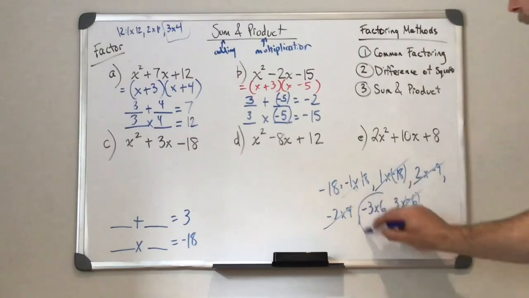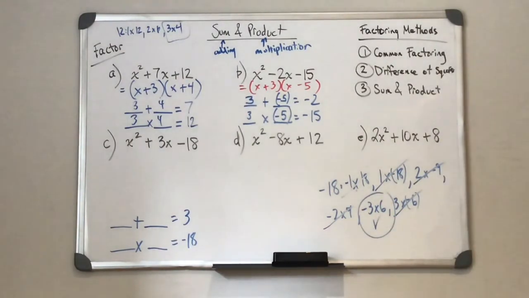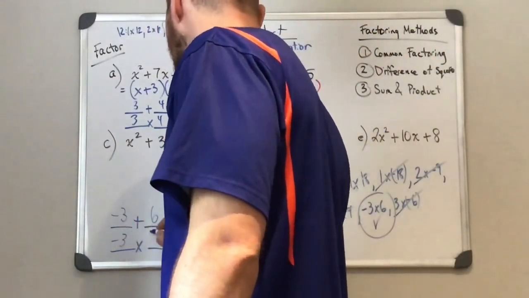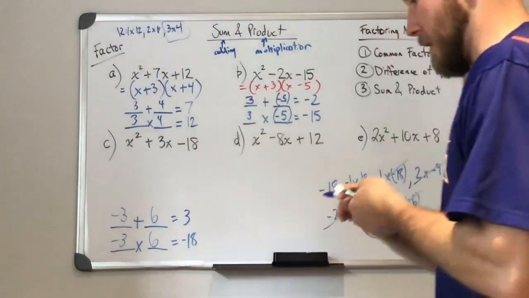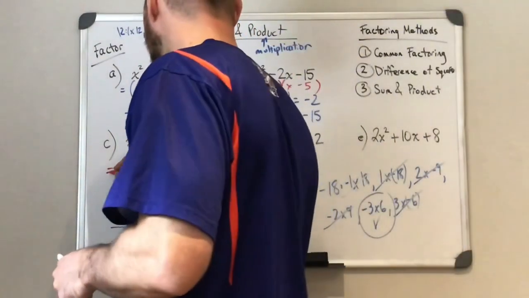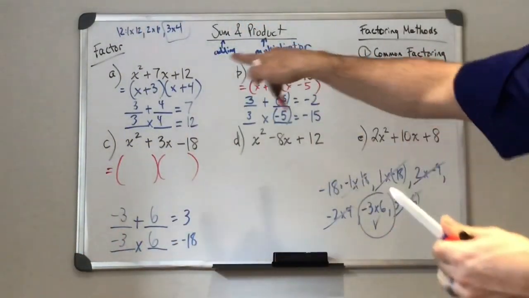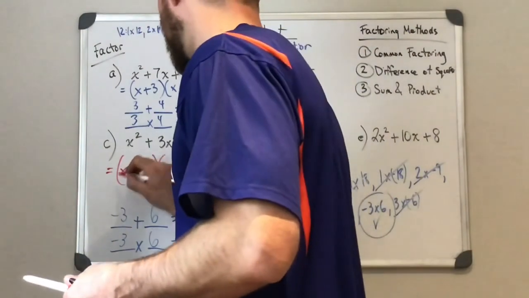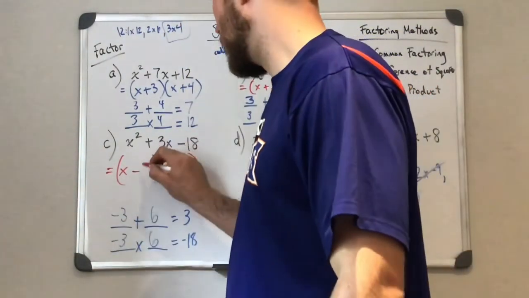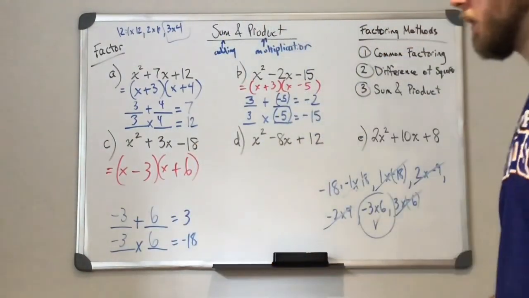So there will only ever be one of these options that actually works. So we have negative 3 plus 6 and negative 3 times 6. I'm going to keep this color coded here. So just like the last two, we're going to put an x in front. Then we're going to put our first number here, so minus 3 and plus 6. And we are all set here.